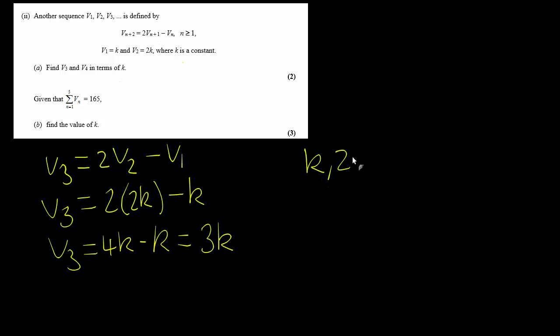So similar to the first half, V3 is equal to 2 lots of V2 minus V1. We know that V2 is 2k, so we're looking for 2 lots of 2k minus V1, which is just k. So V3 equals 4k minus k, so it's 3k. I'll keep track of the sequence so far. We've got k, 2k, and then 3k. So the next term, we're looking for V4.